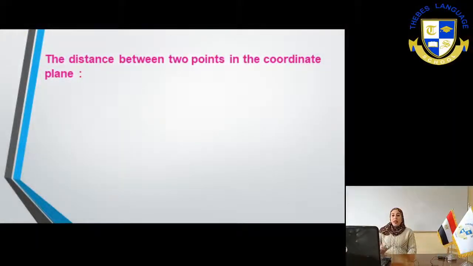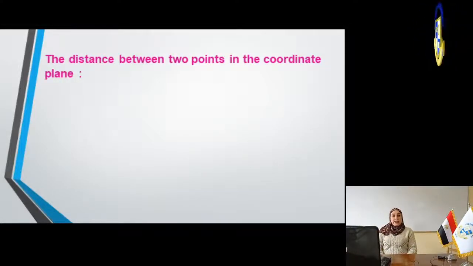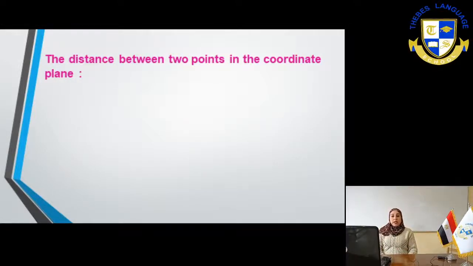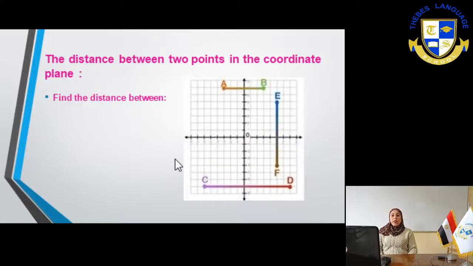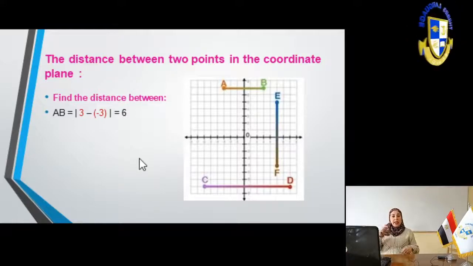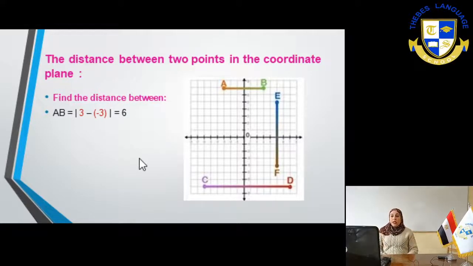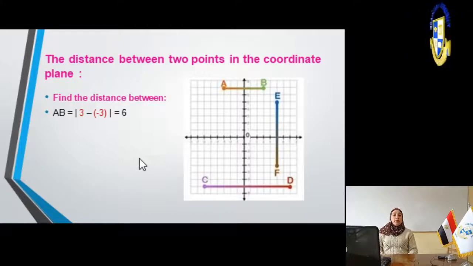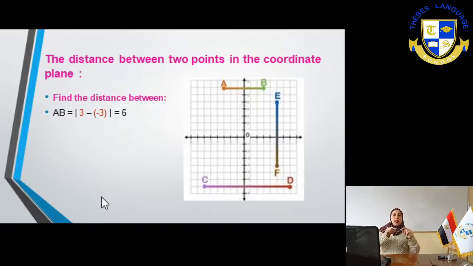Here, I want to calculate the distance between 2 points in the coordinate plane. How? This example represents a coordinate plane that has 3 line segments. At the beginning, I want to find the distance AB. By using the same formula, ending point minus starting point, it will be 3 minus negative 3, which equals 6. And of course, I'll use the absolute value of 6. Why? Because I'm calculating distance, so the number must be positive.